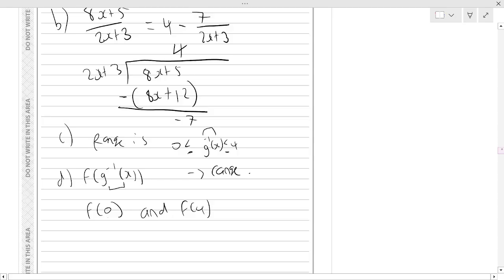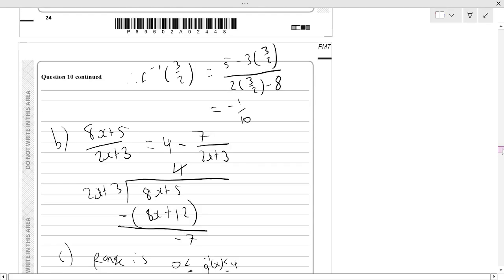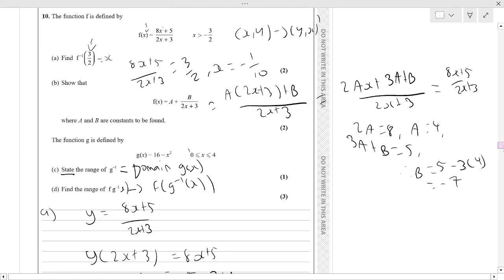Hopefully you can see that, right? Because g inverse of 1 again is our input, but our input, as I said, only takes between 0 and 4. So that means it has to be between f of 0 and f of 4. And that's what we're going to consider. So then f of 0 is, and then you plug 0 in.